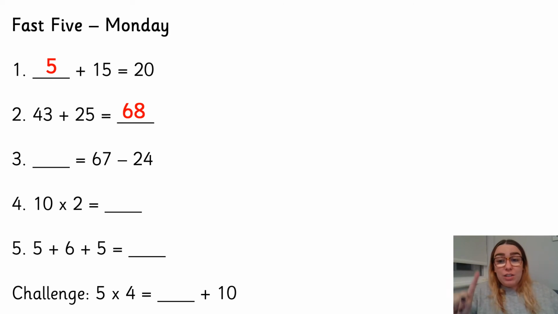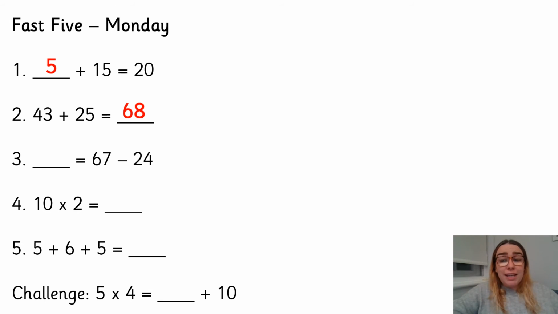But the important thing is you do most of it in your head. You might need to write down some jottings to help you. Like you might want to write down 40 add 20 equals 60. 3 add 5 equals 8 and then put them together just so you remember them. But you are doing as much of it in your head as possible.